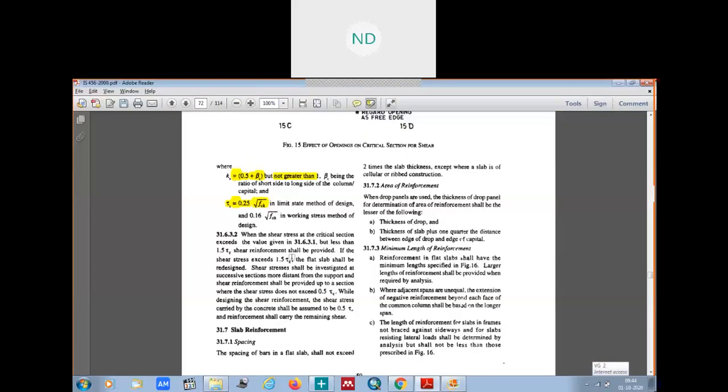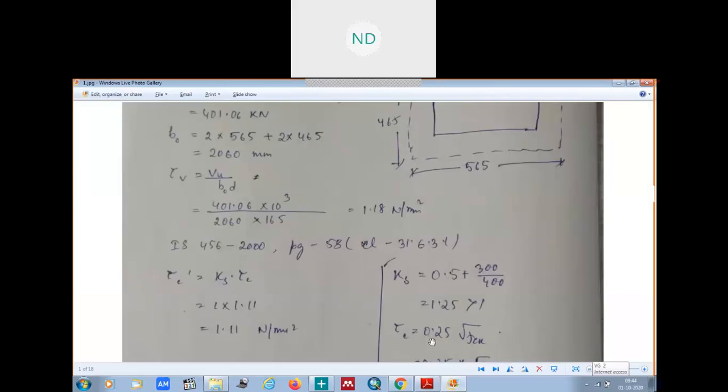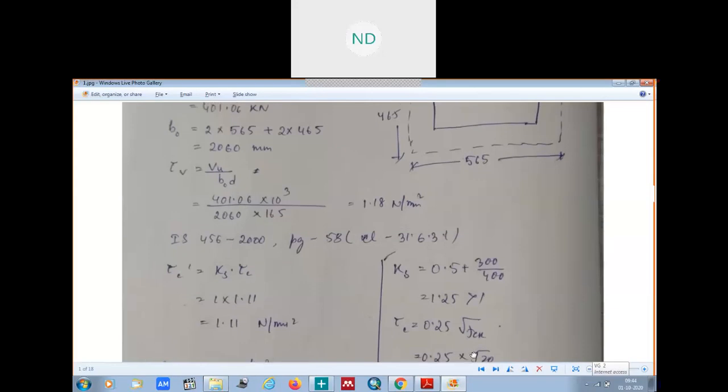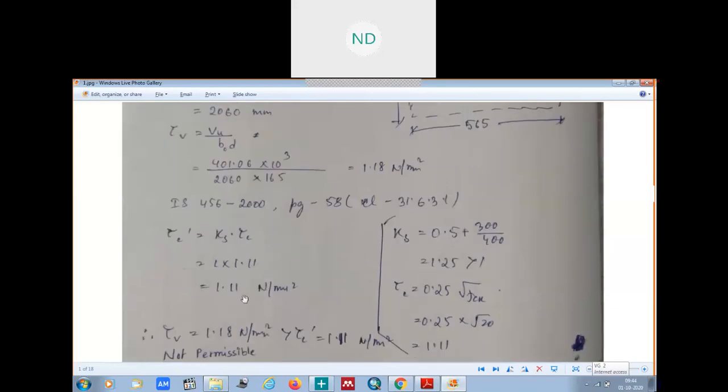Now, what is our tau c? Tau c is 0.25 root fck in the limit state method, and we know that. So 0.25 into root fck, and we know fck is M20. So this one we have got to be 1.11. So 1.11 is our tau c value.